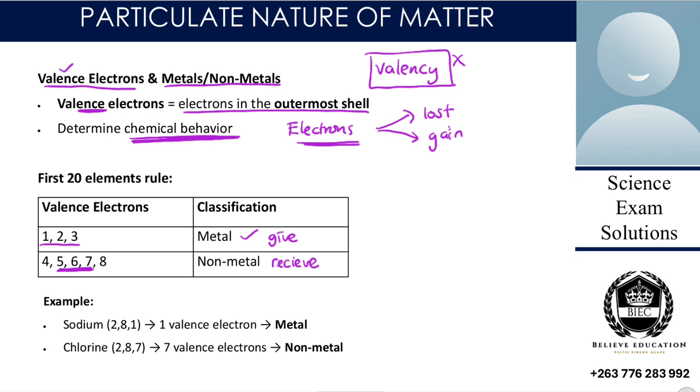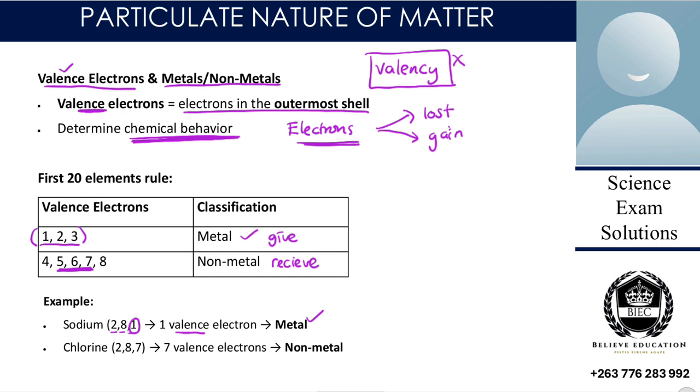For example, our sodium, if you look at its electronic structure or arrangement, you find it is 2 8 1. This 1 represents the what? The valence electron. So if 1 represents the valence electron, and it is between 1 and 3, it will become a metal.